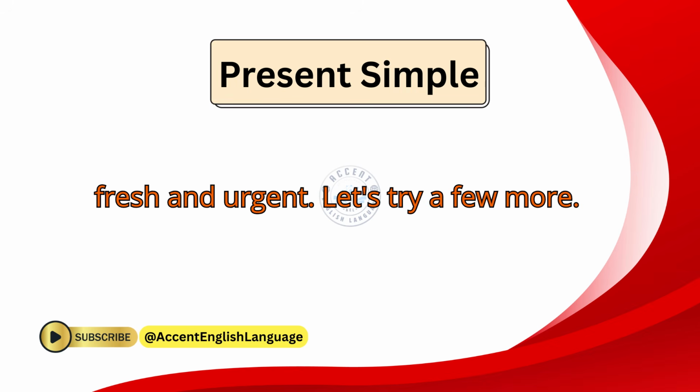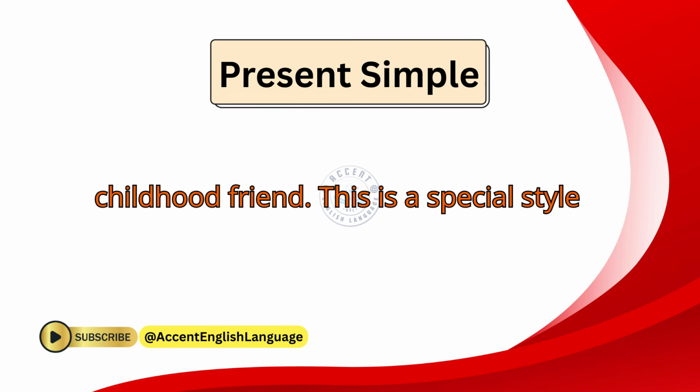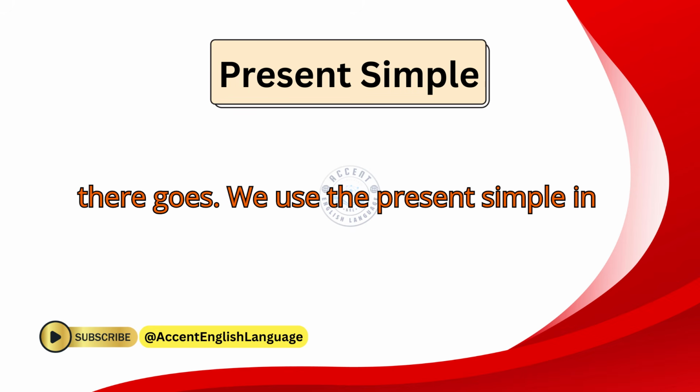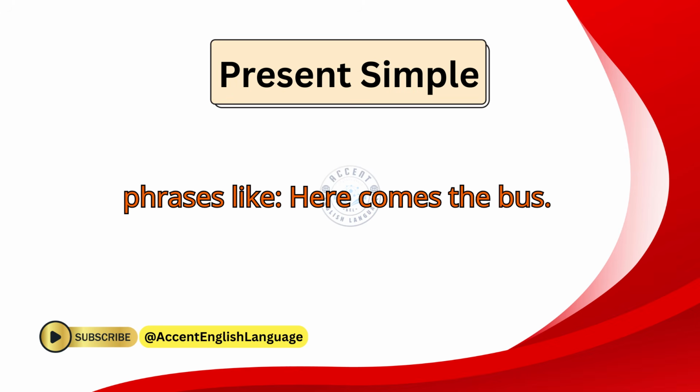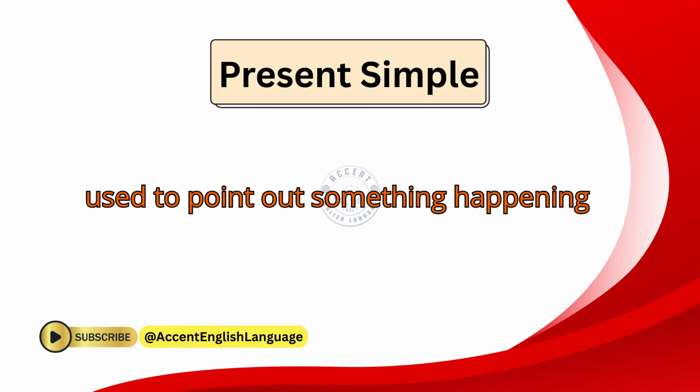Let's try a few more. Fire destroys building. Actor marries childhood friend. This is a special style used in journalism. With here comes and there goes. We use the present simple in phrases like, here comes the bus. There goes my chance. These phrases are used to point out something happening right now.